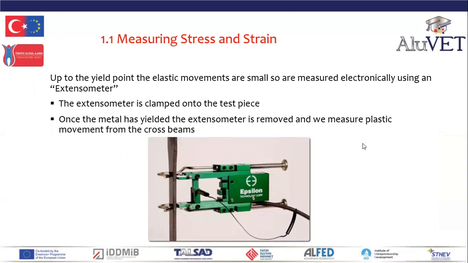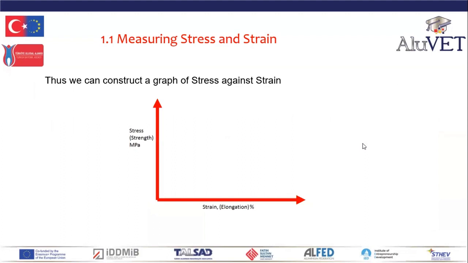Now, up to the yield point, the yield stress, the elastic movements are small, so are measured electronically using an extensometer. And you can see the extensometer, the green device, clamped onto the test piece. Once the metal has yielded, the extensometer is removed and we measure plastic deformation, that is the stretch of the test piece from movement of the cross beams. Thus, we can construct a graph of stress against strain. Stress is the vertical axis, the force that we apply. Strain is the elongation.